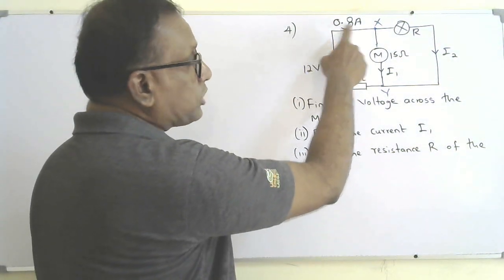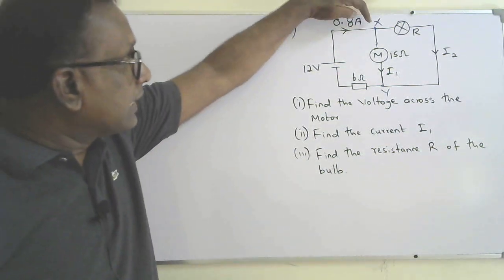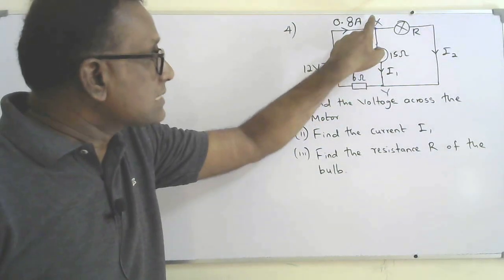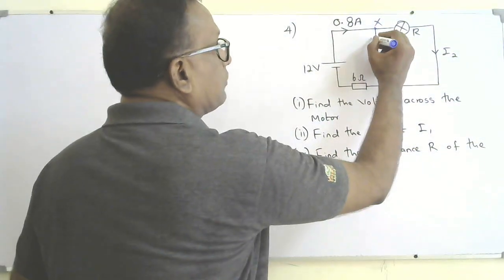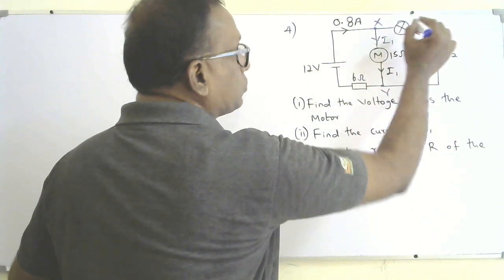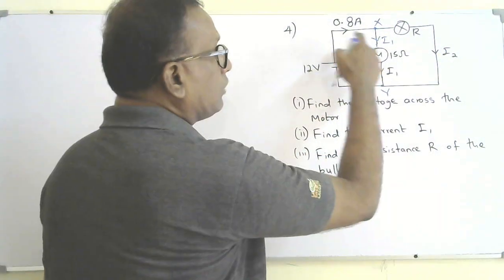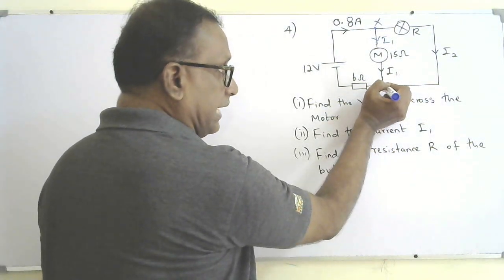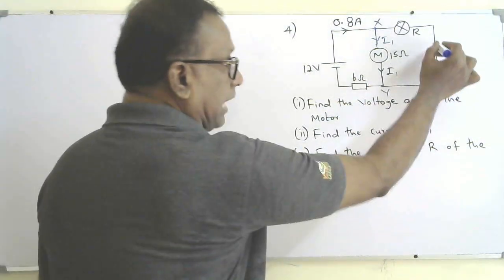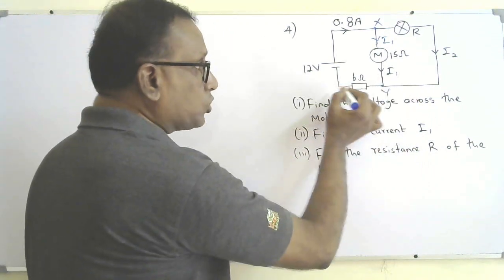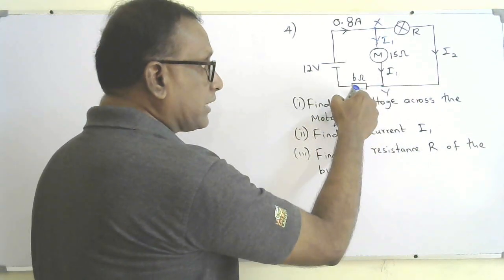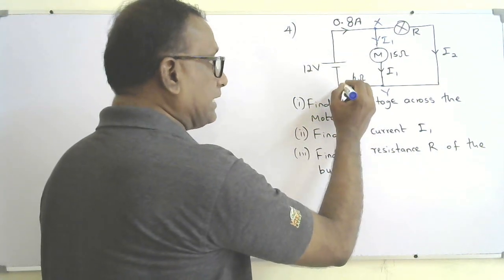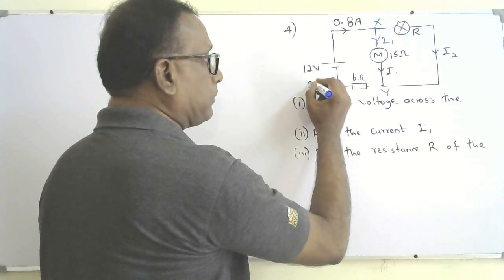The current 0.8 ampere, which is approaching the junction X, will divide or split according to Kirchhoff's first law as I1 through the motor, and I2 through the bulb. So I1 plus I2 will be equal to 0.8 ampere. Then they rejoin again and flow through the 6 ohm resistor. So current through the 6 ohm resistor will be equal to I1 plus I2, which is 0.8 ampere. So I can mark the 0.8 ampere here also.